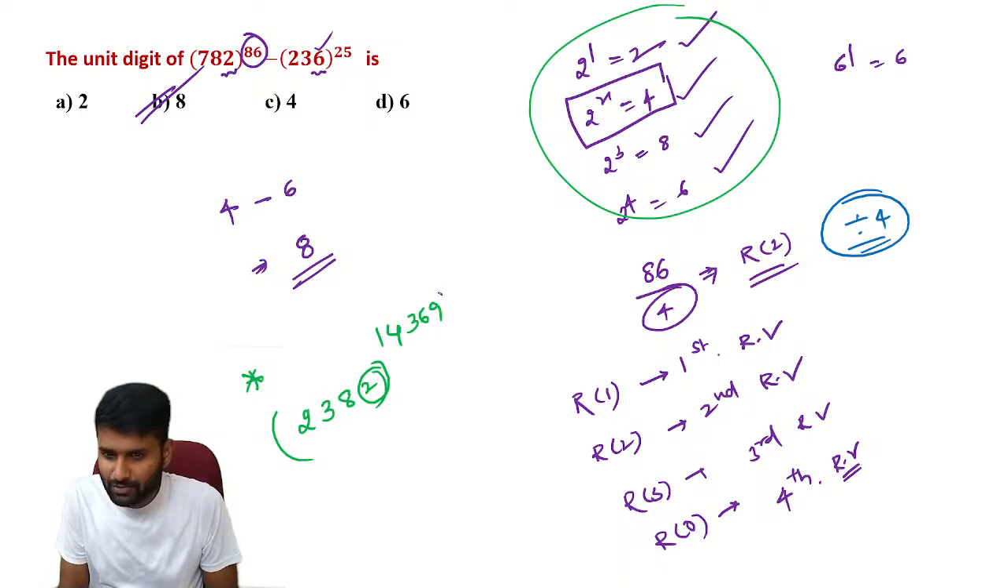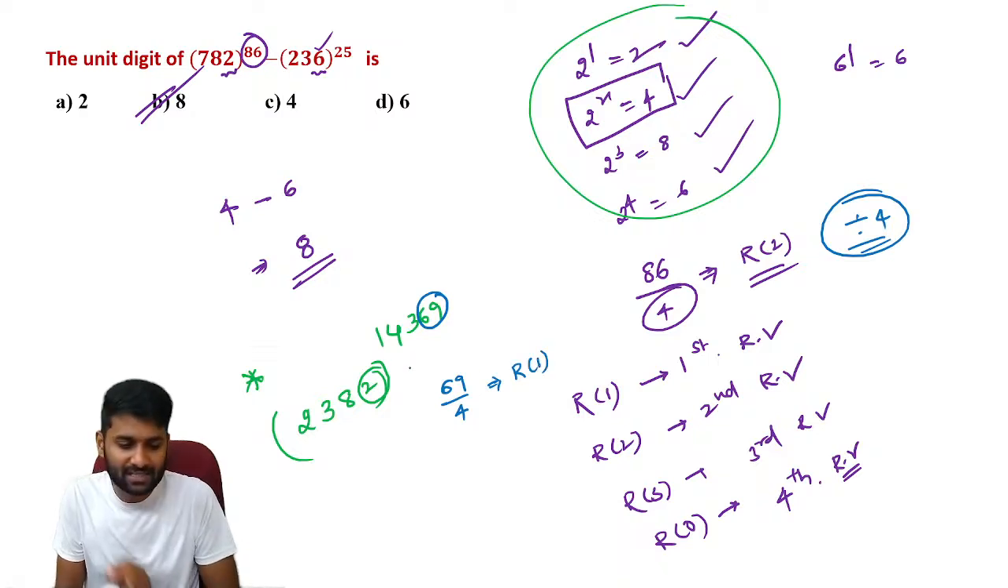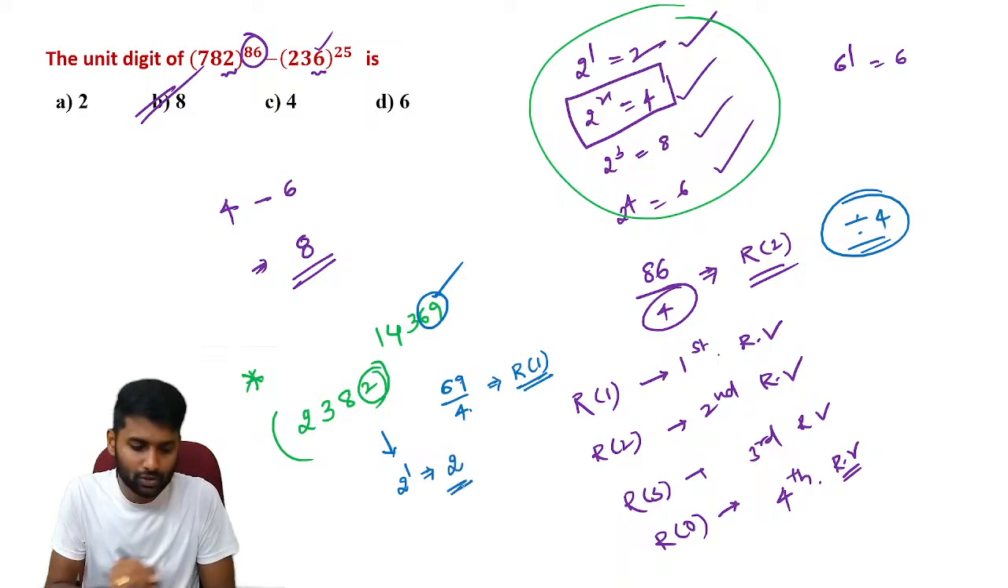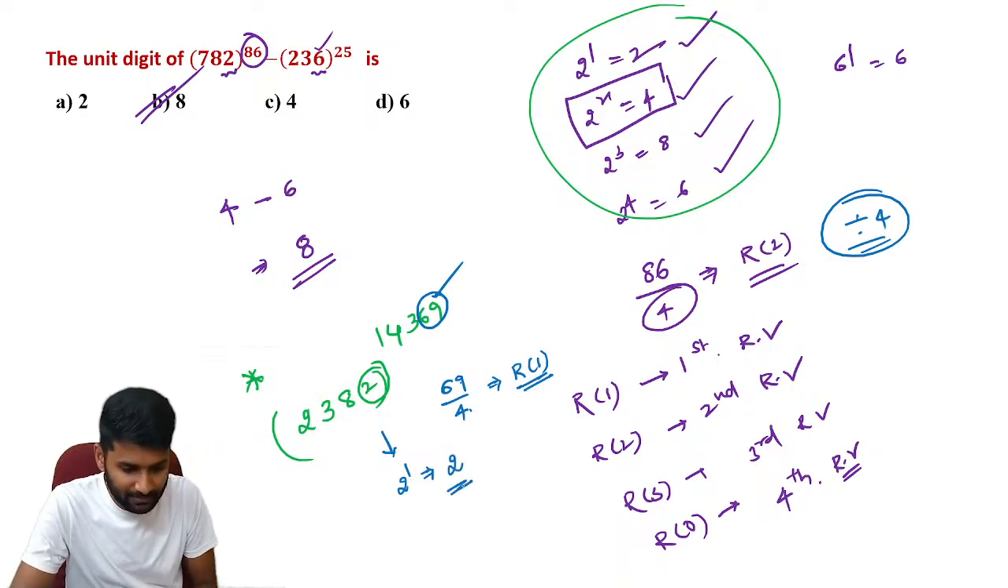Now let's do it this way. 69. Just pick the last two digits. If 69 is divided by 4, remainder is 1. Don't consider the entire number. Pick the last two digits. If remainder is 1, then answer is 2 power 1. Then 2 power 1 is equal to 2. Very good.